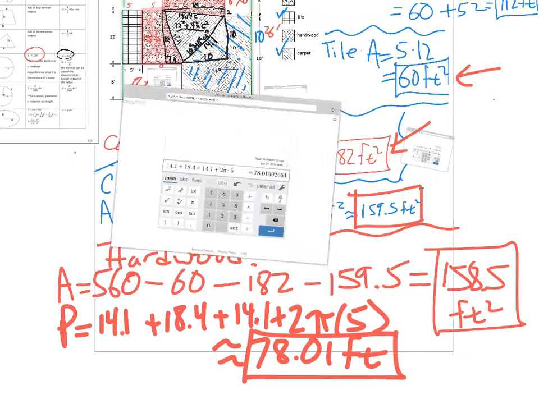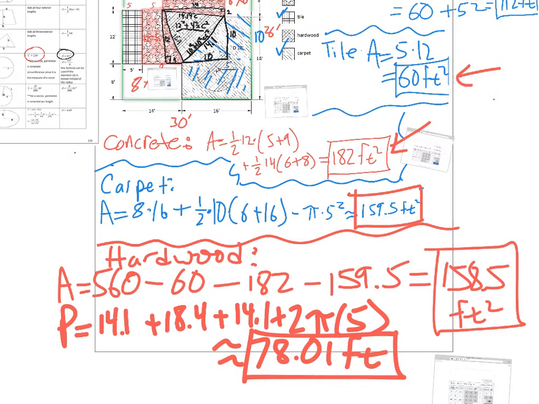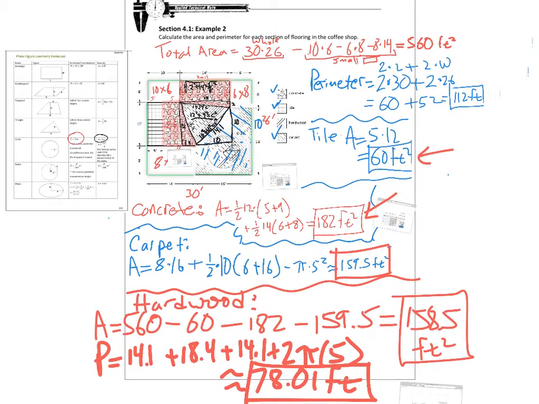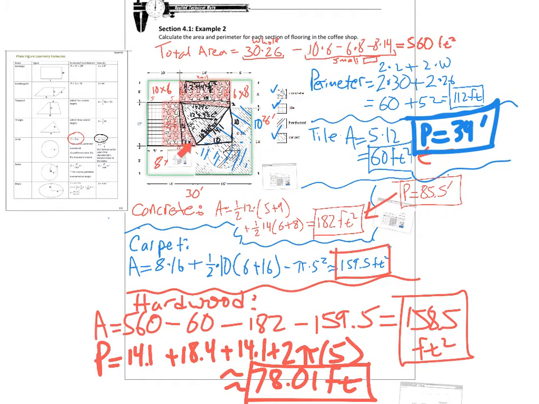The other ones here, I'm going to let you work them out. Here are some answers. For the tile, we get 34 feet. For the concrete, if we add all these up, we're going to get 85.5 feet.